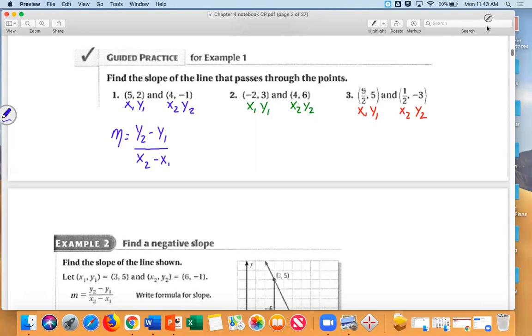So write your equation. And then, Chucky, what's the third step? So I am going to substitute -1 in for y2 and 2 in for y1. So I have -1 minus 2. And now I'm going to do 4 minus 5. Nate, what's the last step?